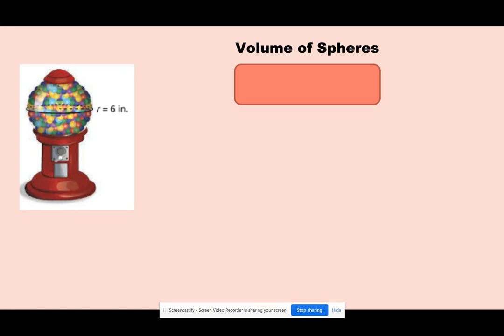So the sphere part is where the gumballs actually are. Remember, volume is how much can go on the inside, and surface area is how much is on the outside. So we want to know how much room is on the inside of that globe that the gumballs are going to fit into. So here is the equation for volume of spheres. So it's V equals 4/3 pi r cubed.